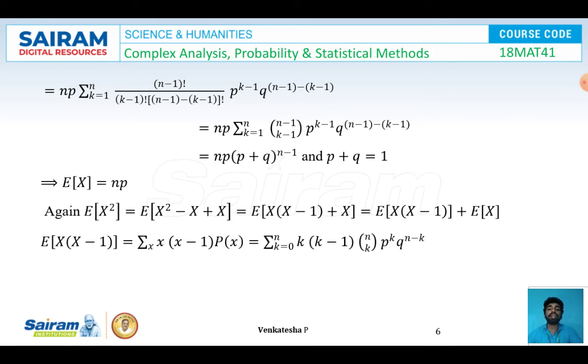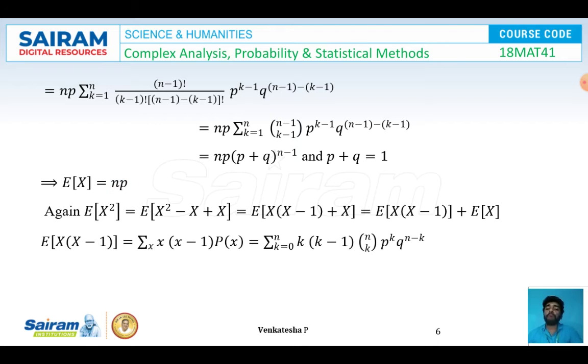So I got the expression np into p plus q whole power n minus 1, and we know that p plus q is nothing but 1. I'm going to replace this p plus q is equal to 1 in this expression. So it will become 1 power n minus 1 and it will be equal to 1. So hence I got the mean or expectation of x is equal to np.